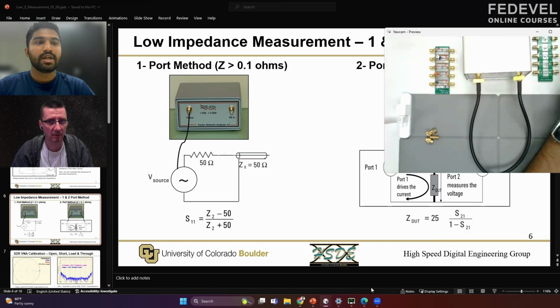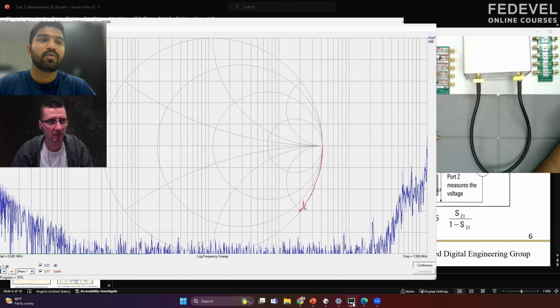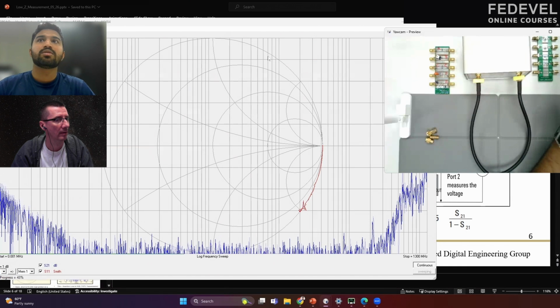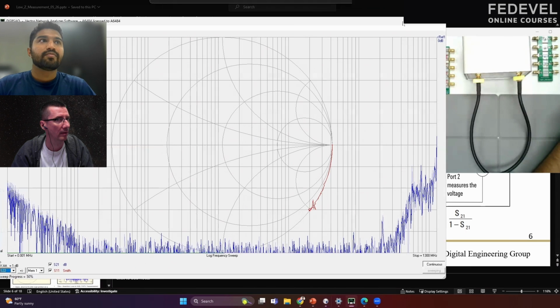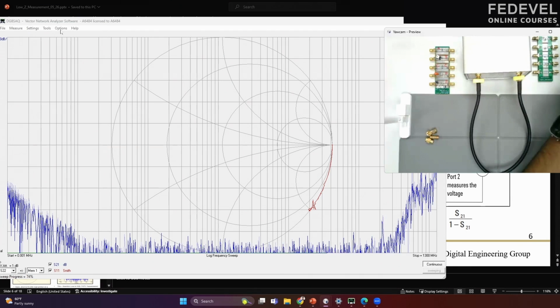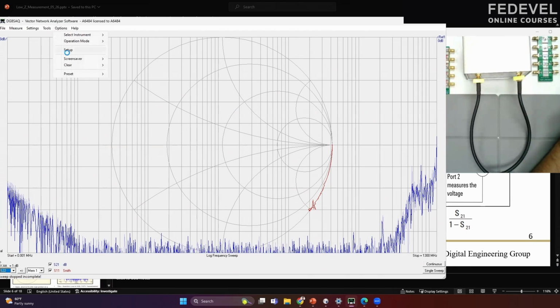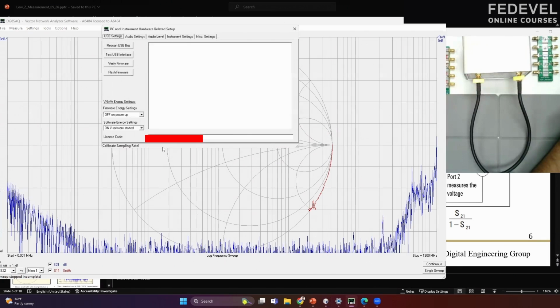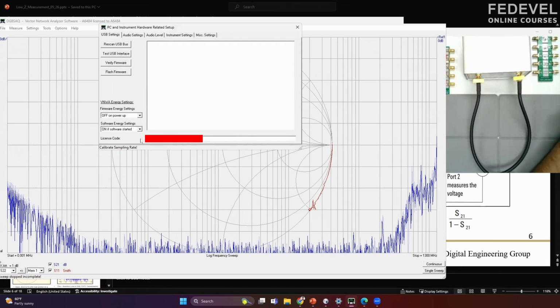To do that, we connect the VNA to this application called VNWA, and this is how the interface is going to look. Just to get you through the process of connecting the VNA in brief: first we go to options and then go to setup. In the setup, we get an activation code with each of these VNAs, and we can type it here and then press rescan and test USB interface, which will connect the VNA with this application. Once we do that, we are ready for calibration.